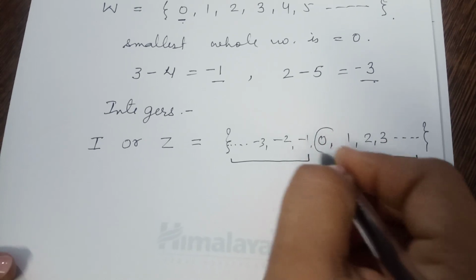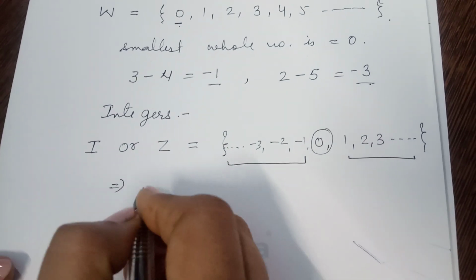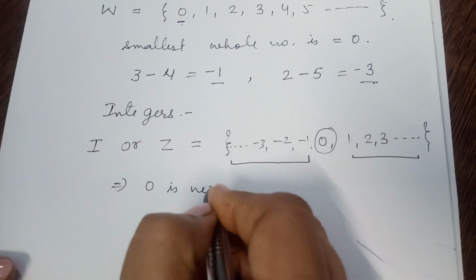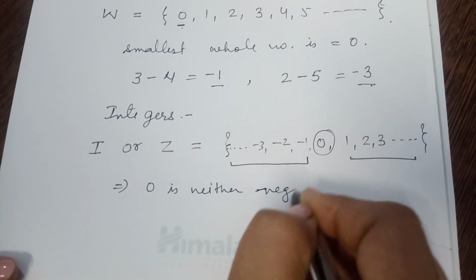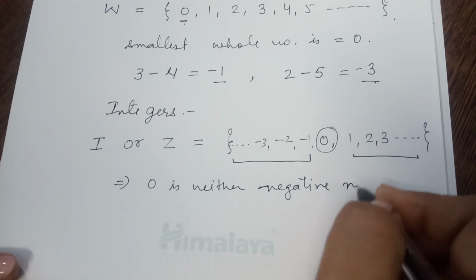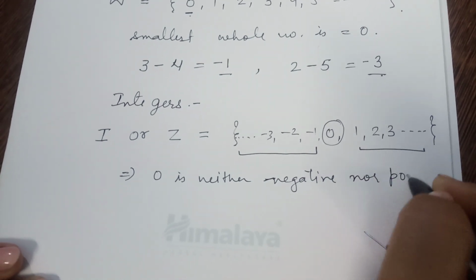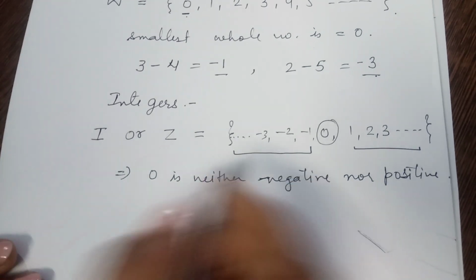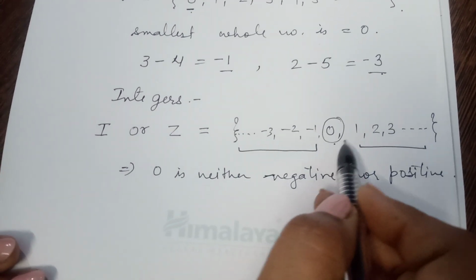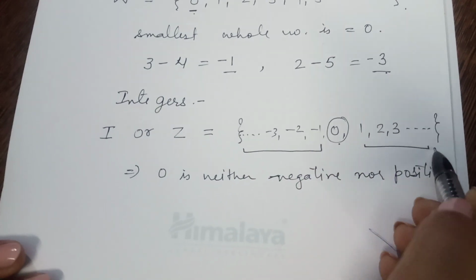What about 0? It means 0 is neither negative nor positive. It is a whole number. It is just a whole number. It is not negative and not positive.